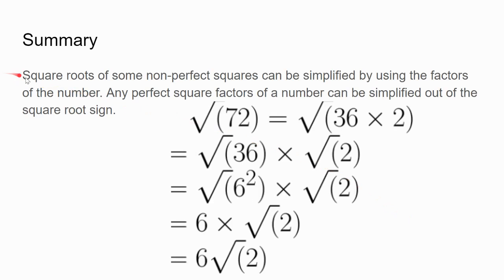Okay? So in summary, square roots of some non-perfect squares can be simplified by using the factors of the number. Any perfect square factors of a number can be simplified out of the square root sign. So if I have a number like the square root of 72, that is the square root of 36 times 2. Split those apart: the square root of 36 times the square root of 2. The square root of 36 is 6, because 6 times 6 is 36. And the square root of 2 is just the square root of 2. So the square root of 72 could also be rewritten as 6 times the square root of 2. And that is that.